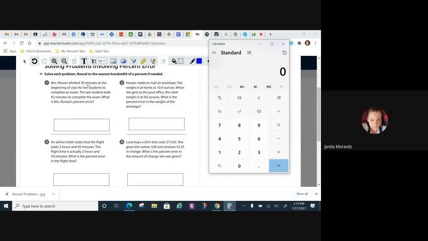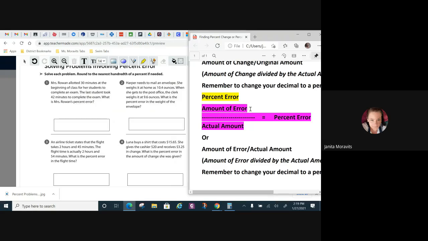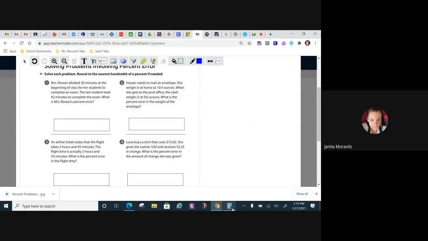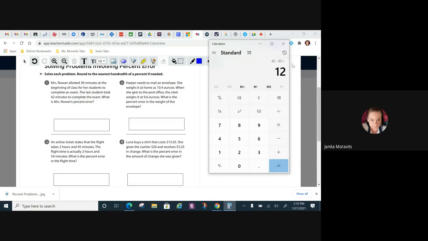So let's find the difference between those two. Let's say 42 minus 30, and that equals 12. Now let's look at this. The amount of error over the actual amount. So the actual amount that it took was the 42 minutes. So let's go back here, and we're taking the amount of error, and we're going to divide that by the actual amount that it took, which was 42 minutes.